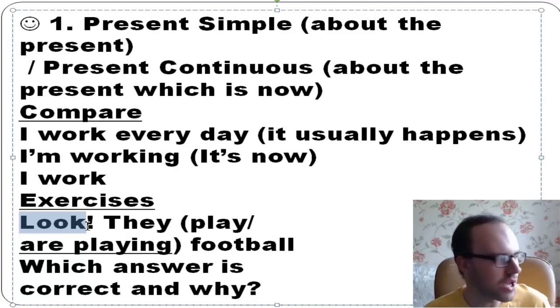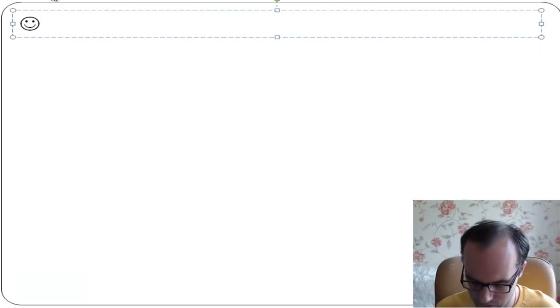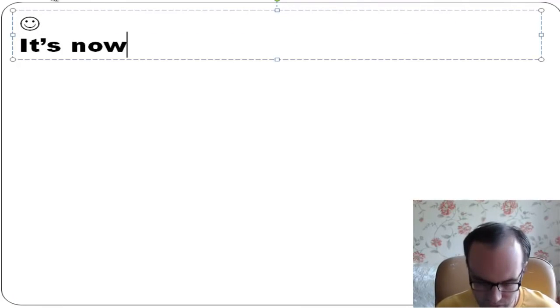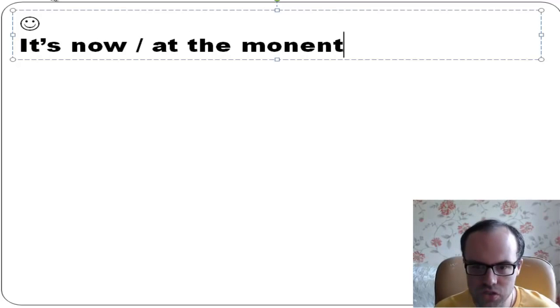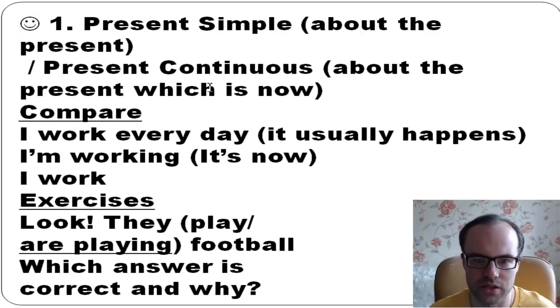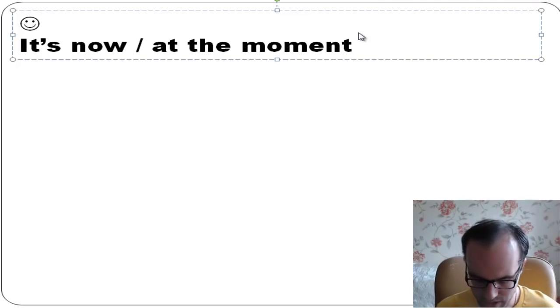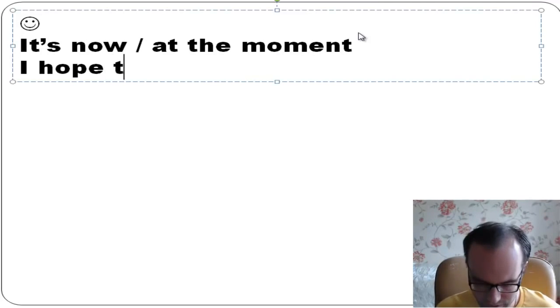Look, they are playing football. It's now, it's at the moment. So you need to use present continuous. Very good. Present simple and present continuous. I hope that's clear.